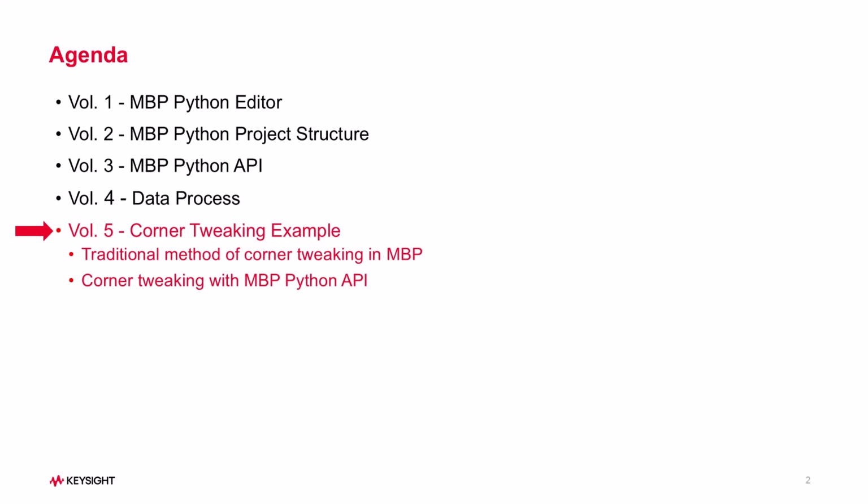In the traditional way to twink the corner model, we manually perform each step within the MBP GUI. When switching to a new project, we need to reset all the steps. However, within the MBP Python script for adjusting the corner model, all procedures can be completed in a task group, making it easy to switch between different projects.